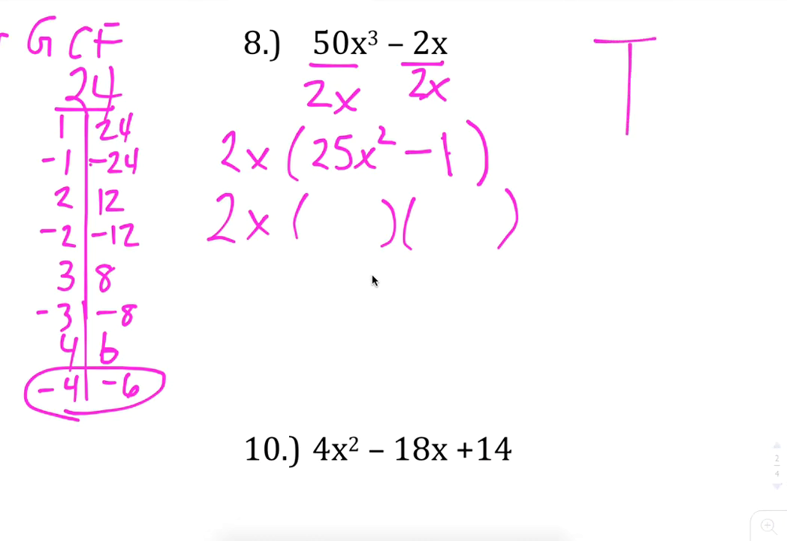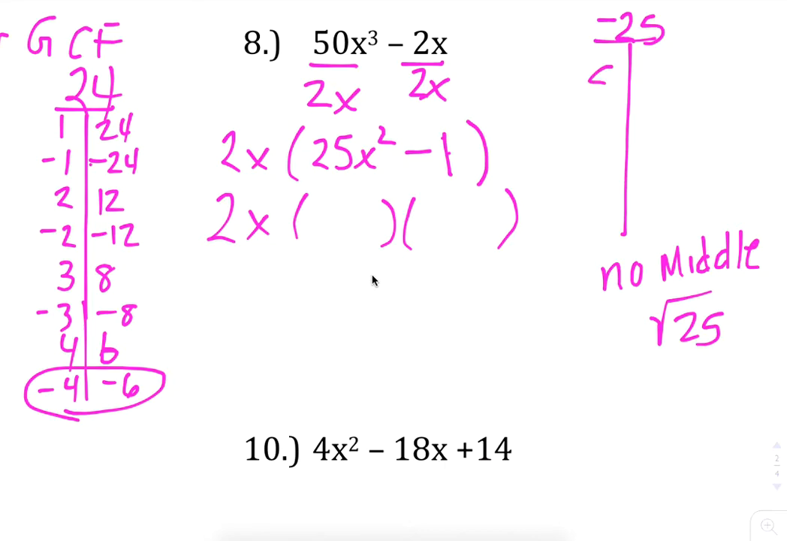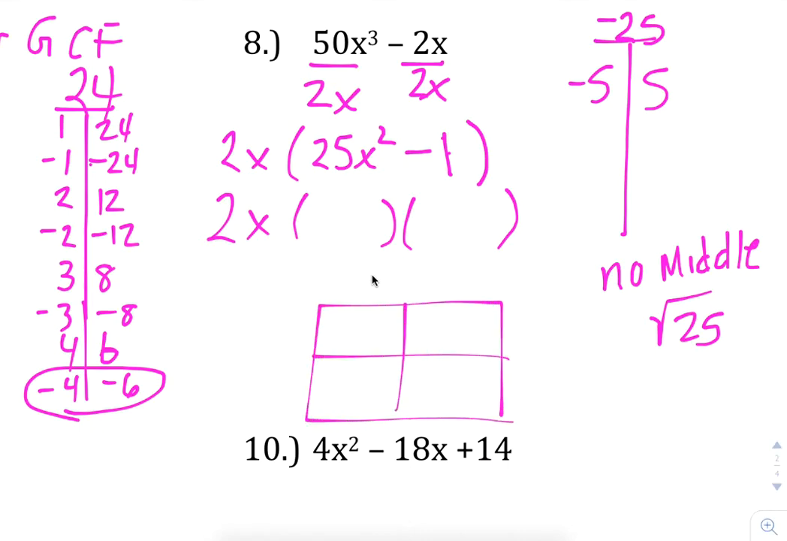All right, t-chart is going to be -25. But again, because there is no middle, you are allowed to square root it. We're going to square root 25, and that gives us 5 and 5. No middle means I need them to cancel, so I make one of them negative. Let's go ahead and draw our box. Negative 5x and a 5x.